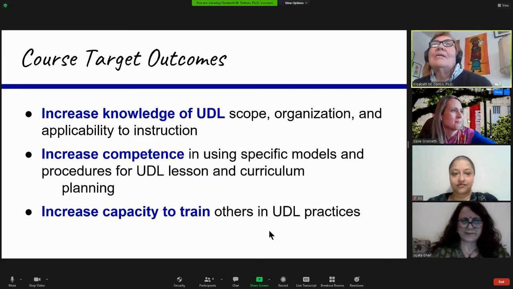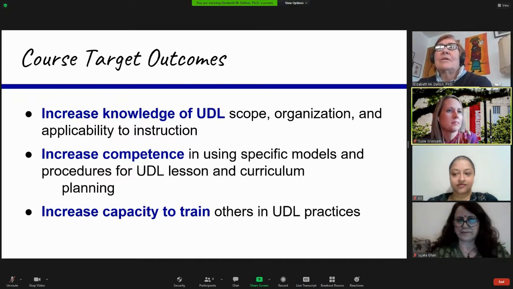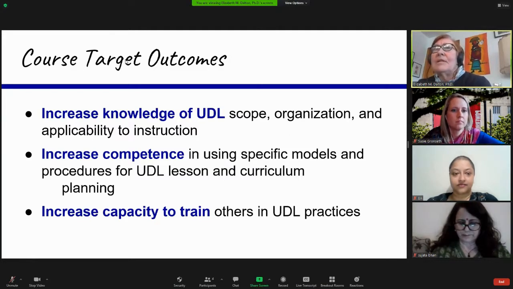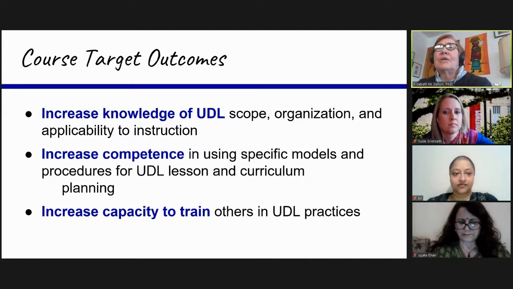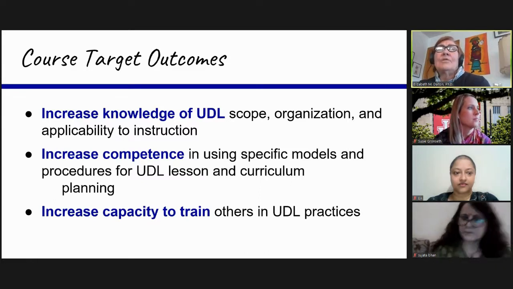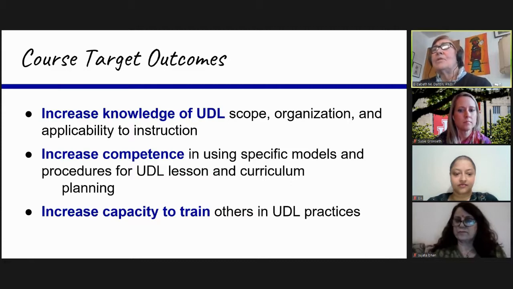So moving forward, we had three key target outcomes for this 10-hour masterclass. First, we wanted to help the students increase their knowledge of universal design for learning, the scope of it, the organization of it, and how it applies to instruction. Secondly, we wanted to provide opportunities for students to increase their competence in using specific models and procedures for UDL lesson planning and curriculum planning. And finally, we wanted to increase their capacity to train others.